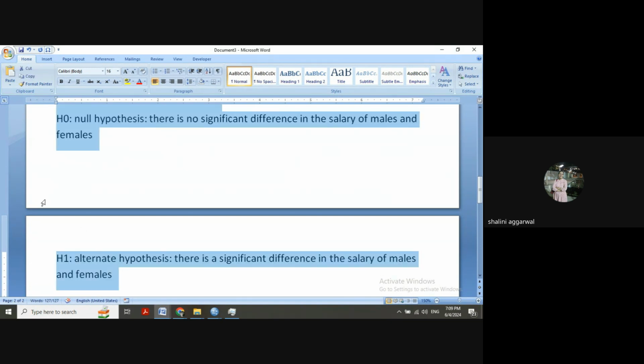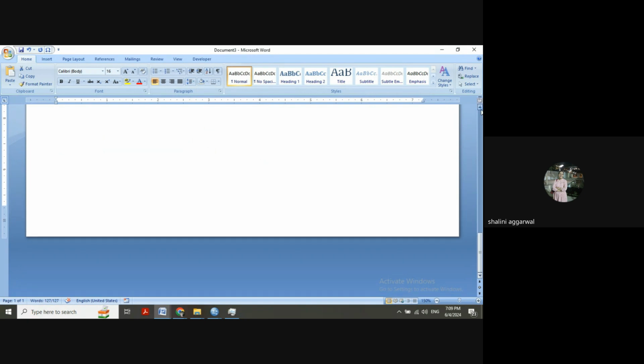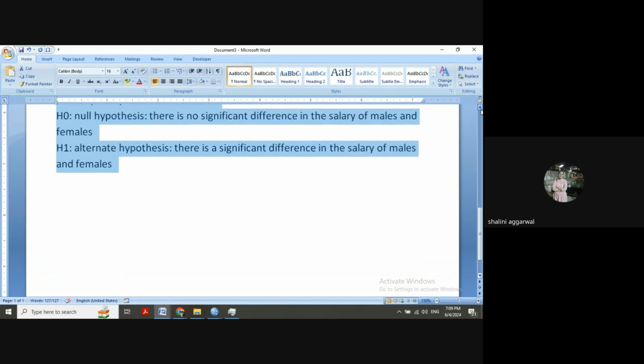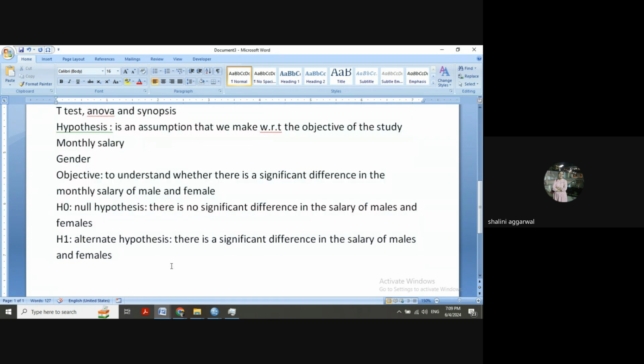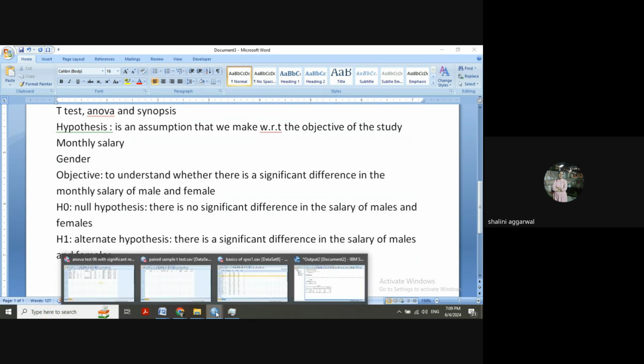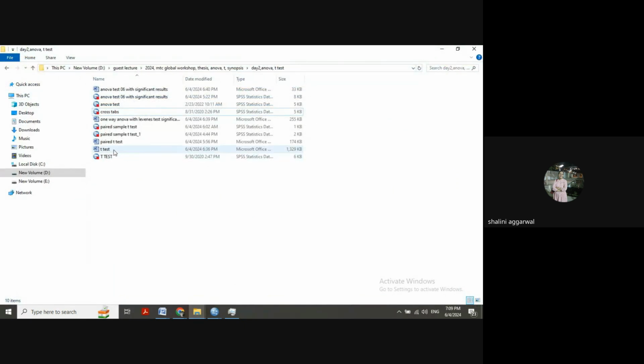Let me remove the space in between the lines. Okay. Let me repeat this. What I'm doing is talking about hypothesis, and I'm explaining it with the help of an example. Let me show you the example as well if you want. Just give me a minute. Look at this example.